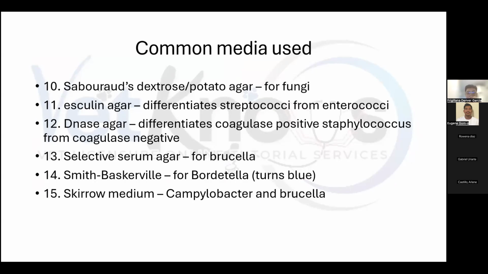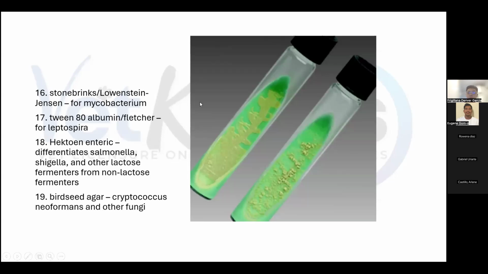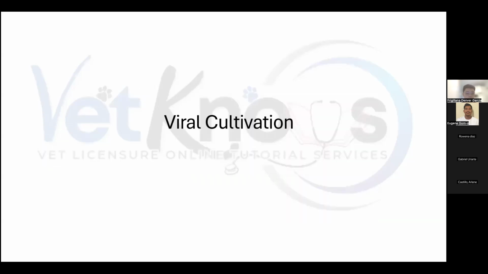Coagulase pala is important in the pathogenic status of staphylococcus species. If it is present, they are highly pathogenic. If hindi, mas mababa. Then we have selective serum agar for Brucella, Smith Baskerville for Bordetella, Skirrow for Campylobacter and Brucella. What you see on the screen is Stonebrink or Lowenstein-Jensen. This is for Mycobacterium species. Tween 80 or Fletcher media for Leptospira. Then Hektoen enteric differentiates Salmonella and other lactose fermenters and non-lactose fermenters. Although MacConkey pa rin yung pinipili natin dito. Then birdseed agar for Cryptococcus neoformans and other. Next, we have viral cultivation.